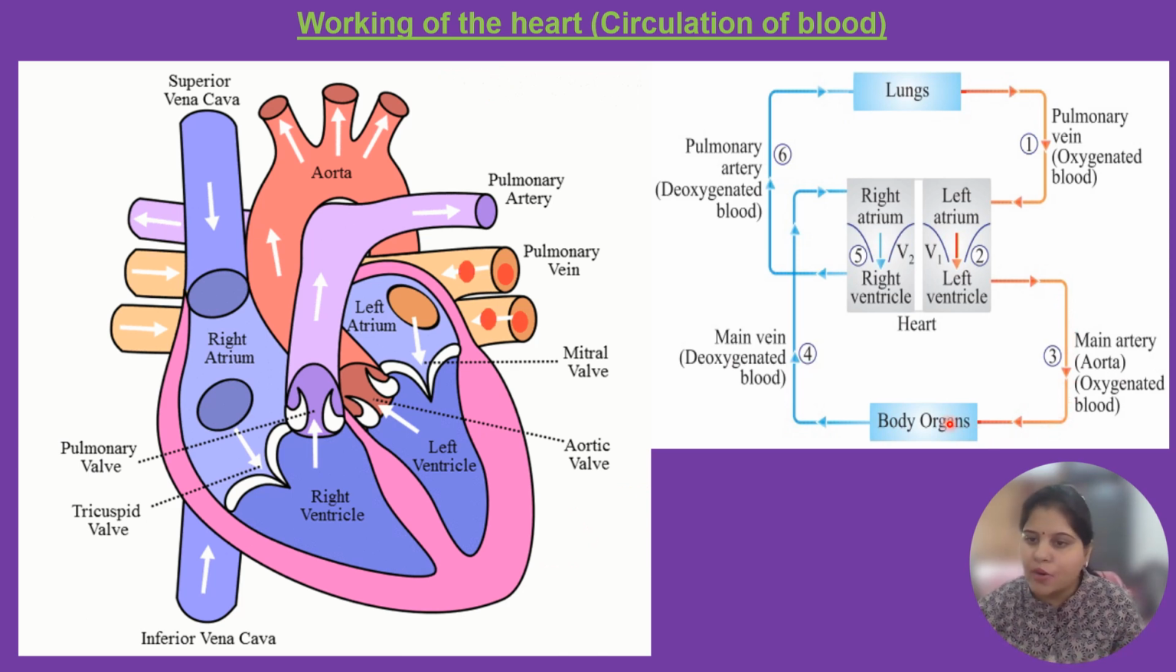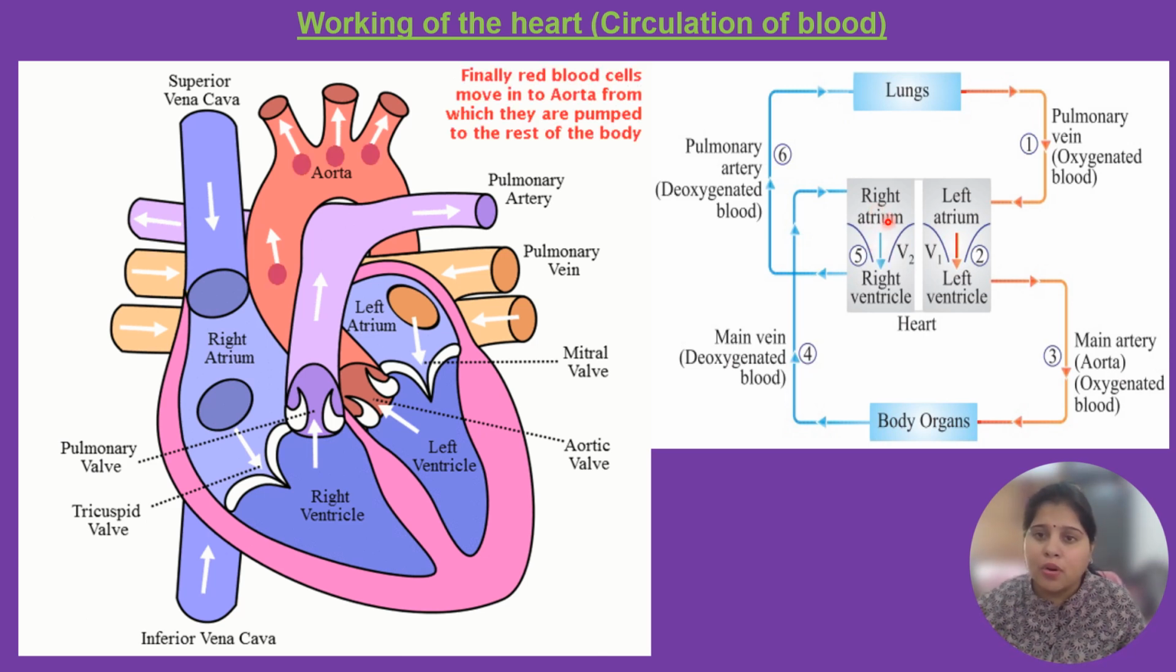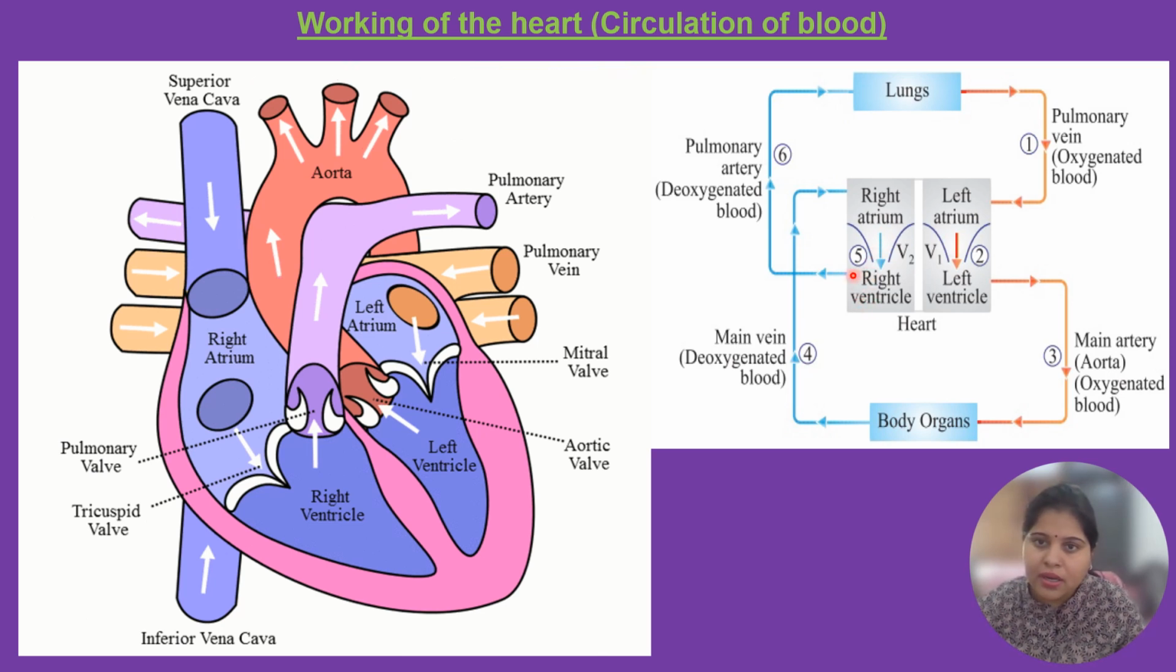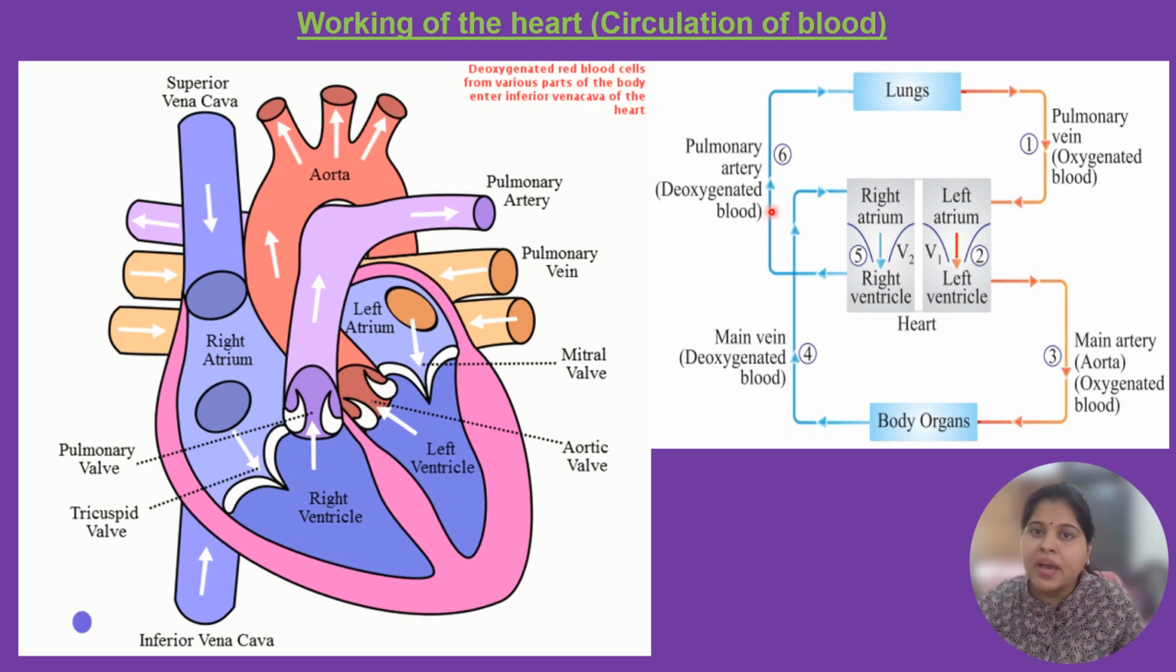Now after utilizing that oxygen, blood becomes deoxygenated, means it is rich in carbon dioxide and deficient in oxygen. So through different body organs, deoxygenated blood through the main vein enters the right atrium. Now when the blood transfers from the right atrium to the right ventricle, the right atrium contracts and the right ventricle relaxes. Now from the right ventricle, deoxygenated blood with the help of the pulmonary artery is transferred to the lungs for further oxygenation.